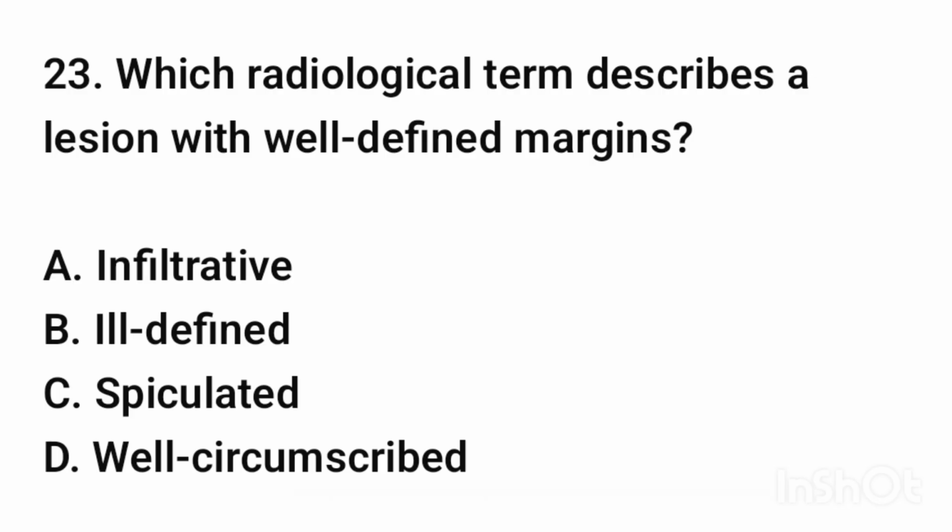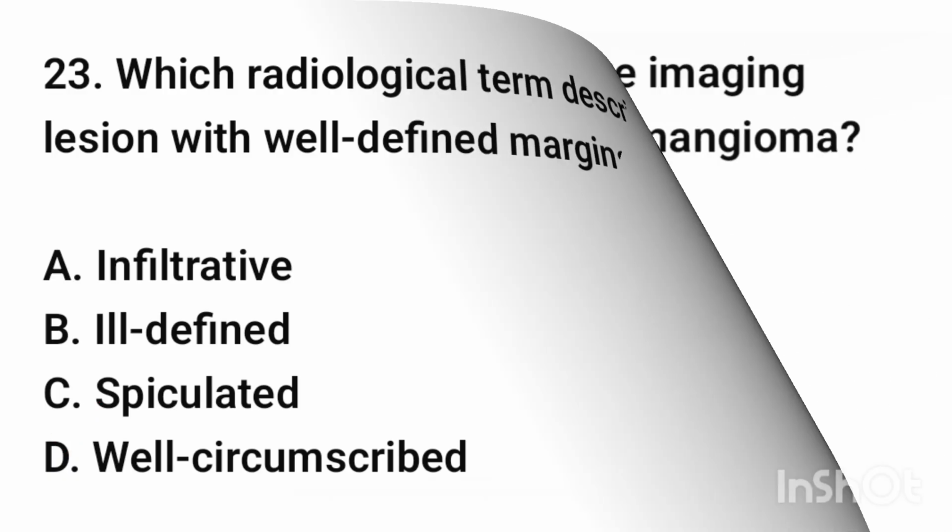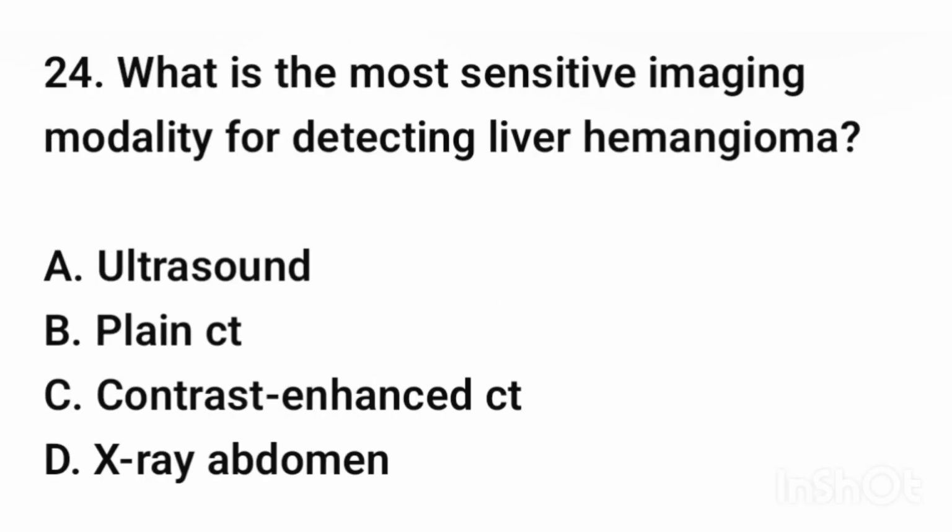Question number 23. Which radiological term describes a lesion with well-defined margins? The correct answer is option D, well circumscribed. Question number 24. What is the most sensitive imaging modality for detecting a liver hemangioma? The correct answer is option C, contrast enhanced CT.